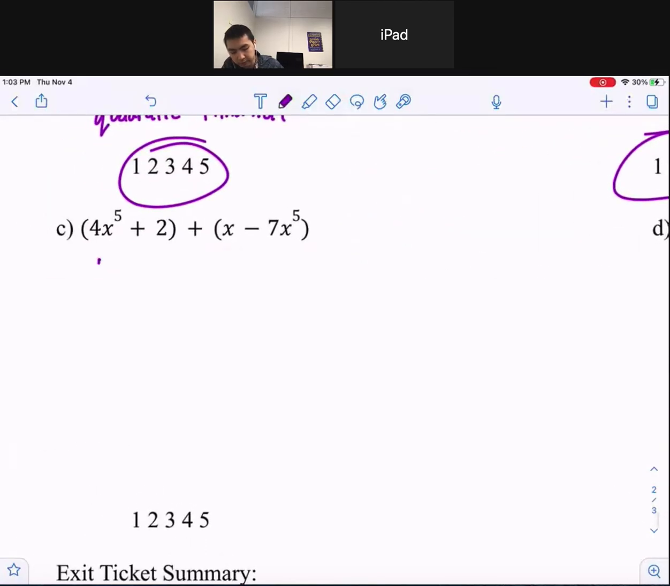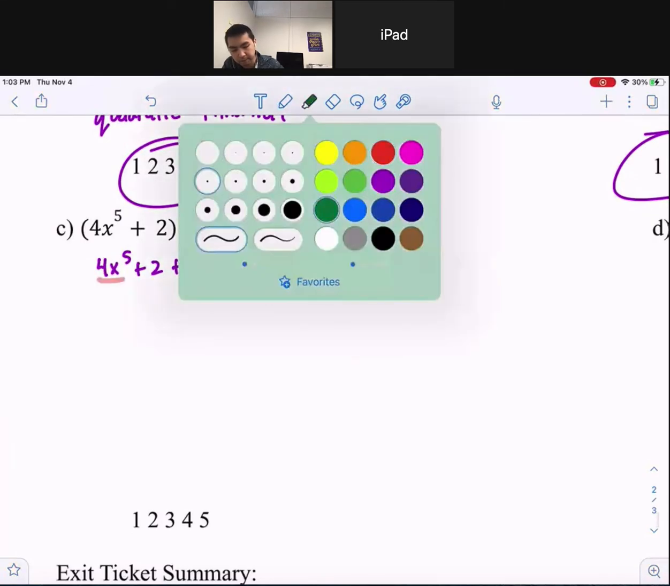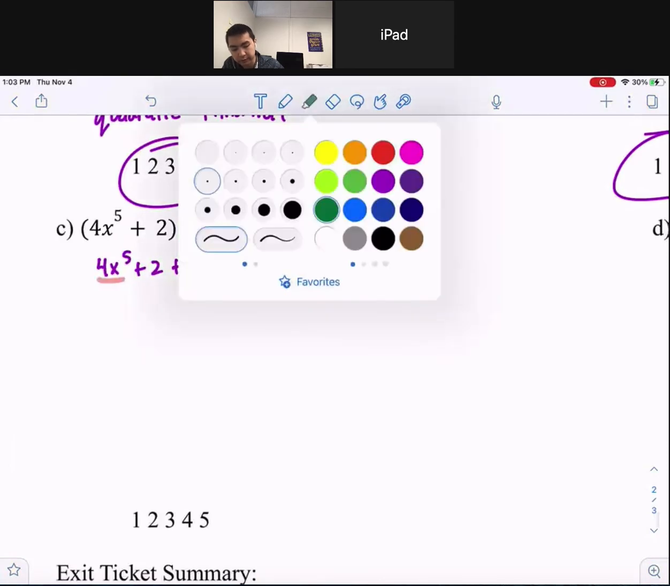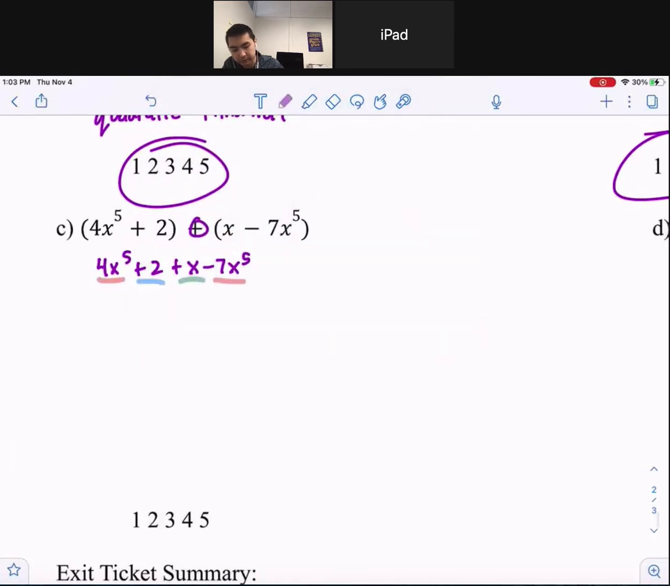C, drop down everything, you guys, because it's positive. So, combine like terms. We can combine the x to the fifths together, then the x term, and then the 2. So highest degree is 5, right? So 4 minus 7, negative 3x to the fifth. The next highest term is x, so plus x, and then the next term, you guys, is the plus 2.